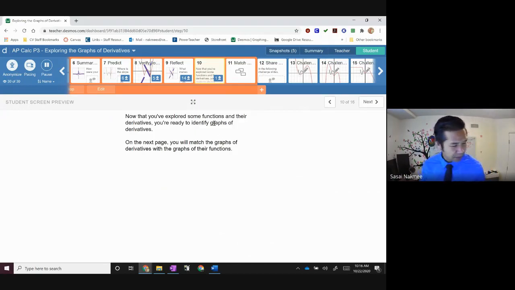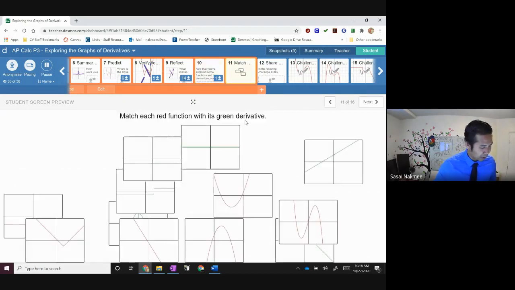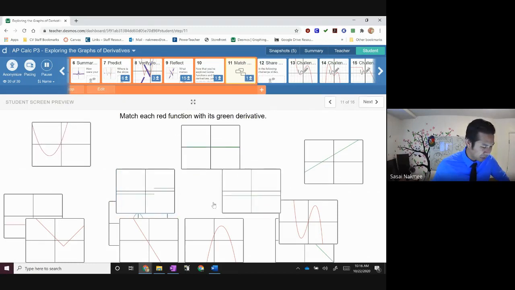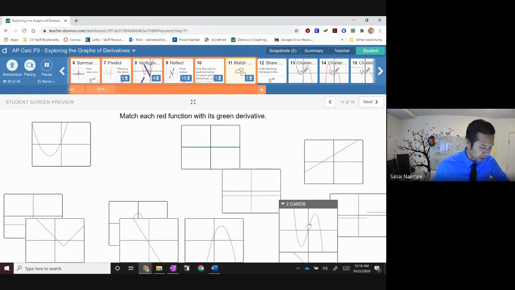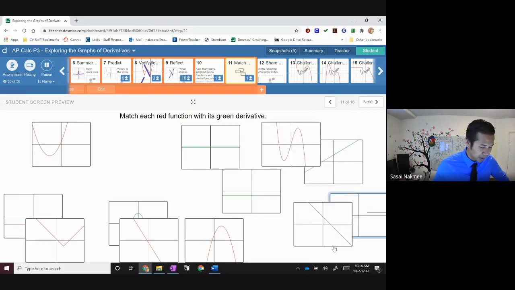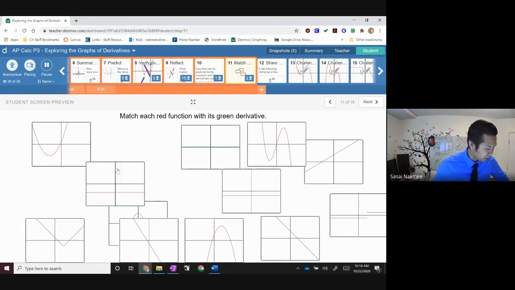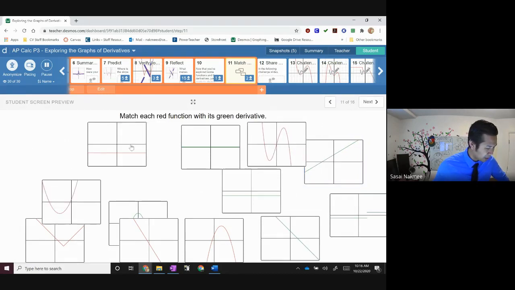This is just something I want you guys to try before you close out of this, which is to match the red function with its green derivative. So the red function will be here, the green function will be its derivative. There's a bunch of functions here that you can just move around, and that's what I want you to see, by the way. If you think one is the derivative of the other, let me do a hard one for you here.